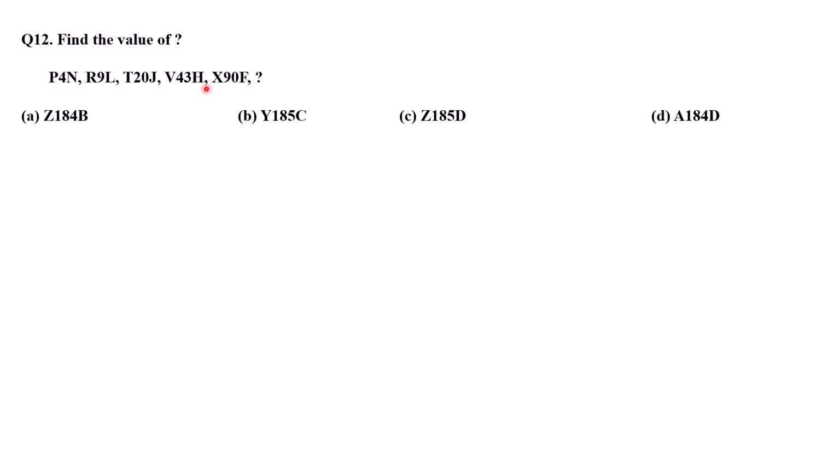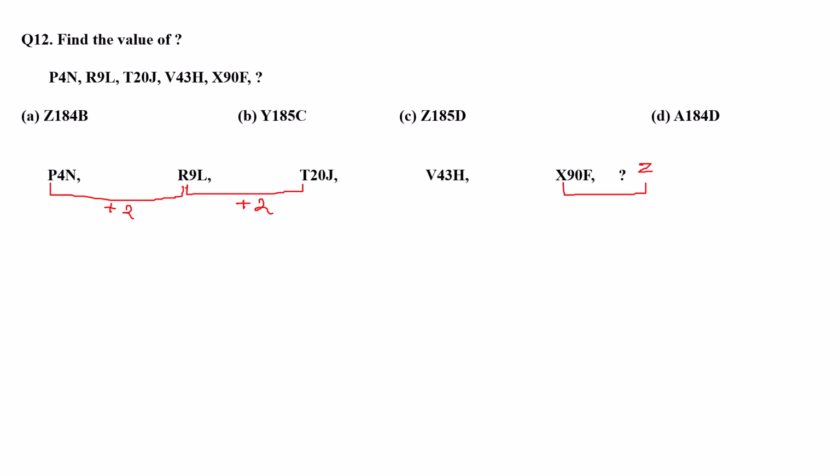Now here is a series-based question and you have to find out what will come next in the series. Okay, and options are given. So first of all, let's try to find the pattern. Here it is given P4N, R9L and so on. So let's see P and R. In alphabetical order, from P, move forward by 2: after P is Q, after Q is R. Same way, after R is S, after S is T. So you have to move 2 steps ahead. So for X also, if you move 2 steps ahead, after X is Y, after Y is Z. Okay, so the first thing is clear.